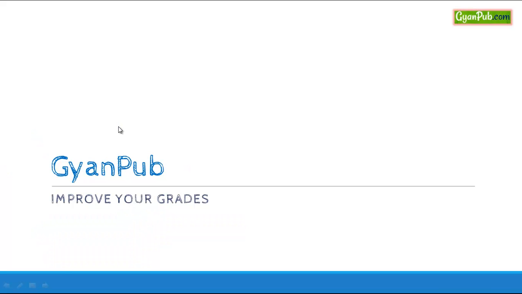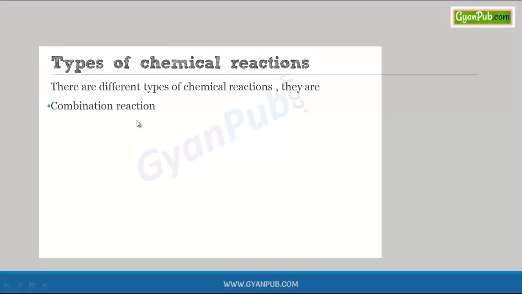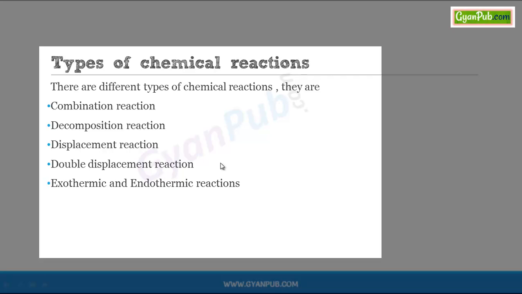So now let us discuss the types of chemical reactions. What are chemical reactions, what are their different types, and examples for all those types. The different types of chemical reactions which we discuss are combination reaction, decomposition reaction, displacement reaction, double displacement reaction, exothermic and endothermic reactions, and oxidation and reduction reactions.